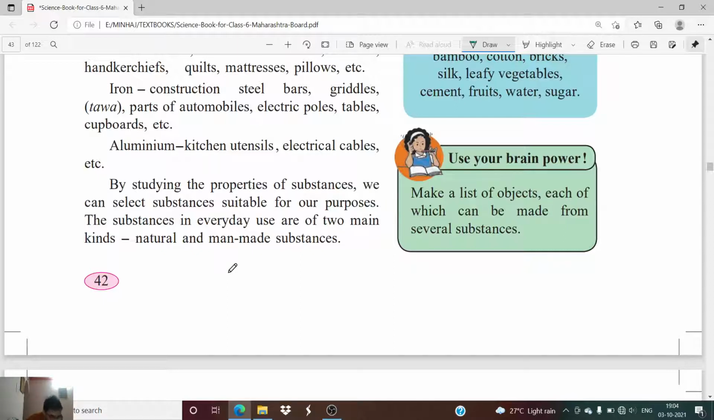Now we have categorized the substances as natural substance and man-made substance. Whatever substance we get naturally, which is not produced in a factory, which we get from the earth itself, those are natural substances. And what is meant by man-made substance? These are the substances which we produce, manufacture or modify. If we use a natural substance to make a new substance, then it can be called a man-made substance. Let me give an example to you. Rubber. This we get from a rubber tree.